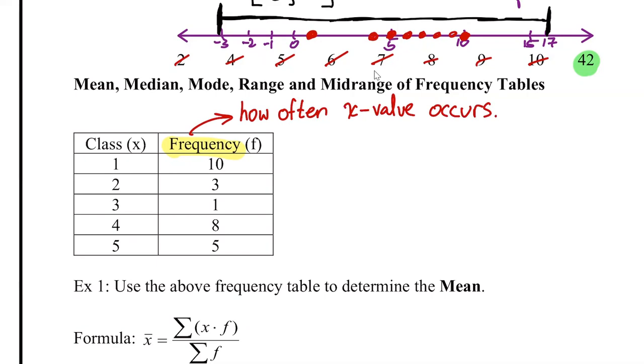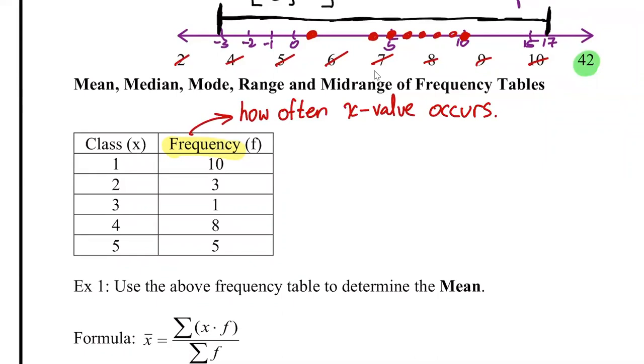Hopefully I spelled occurs right. It's one of those words where it always just looks a little bit off. Like likelihood. I always feel like I screwed that one up. So anyway, what this means is that 1 occurs 10 times, 2 occurs 3 times, 3 occurs 1 time, 4 occurs 8 times, 5 occurs 5 times.